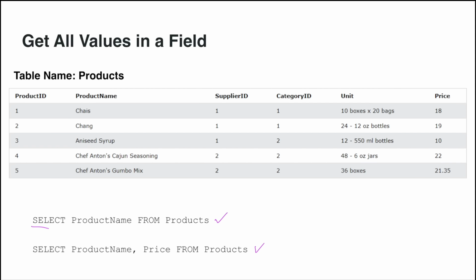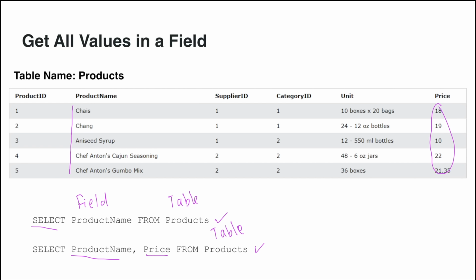So right here, we're selecting a specific field from the table products. This is our field, and this is our table. This means that our output is going to be all 5 of these things: Chai, Chang, Aniseed Syrup, Chef Anton's Cajun Seasoning, Chef Anton's Gumbo Mix. On the other hand, if we select the product name and the price from products, we're still working with the same table, but we're not only going to get all the product names, we're also going to get all the prices. So we may get Chai 18, Chang 19, Aniseed Syrup 10, Chef Anton's Cajun Seasoning 22, Chef Anton's Gumbo Mix 21.35.